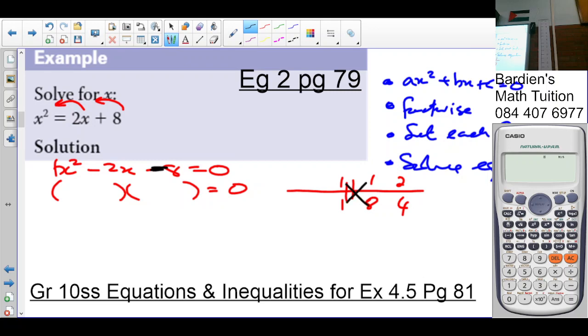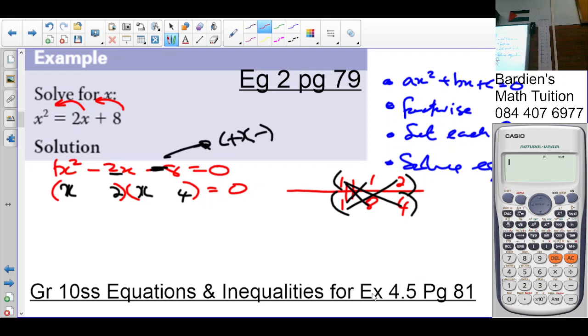So 1 times 8 is 8, 1 times 1 is 1, 8 minus 1 is 7. We're looking for 2. 1 times 4 is 4, 1 times 2 is 2. 4 minus 2 is 2. So it's 1 and a 2 in a bracket, 1 and a 4. As you can see, it's x squared, so an x and an x. What about our signs? Opposite signs. Alright, so 1 must be plus and 1 must be minus.